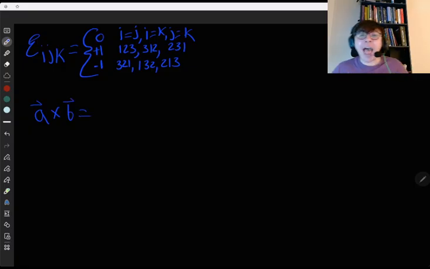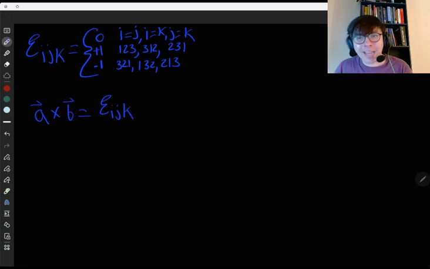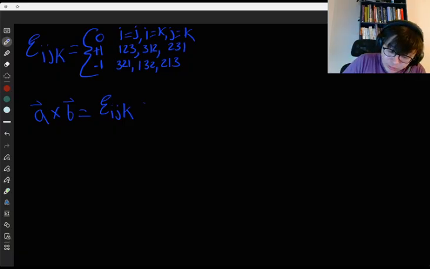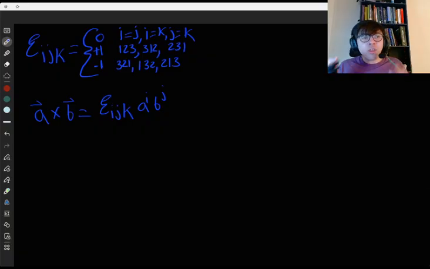So remember, I need to get a vector here. So there needs to be a direction in this one. So I'm going to write out, I just defined the symbol, I should be using it. And we're going to do what we did last time. A_i B_j, so the i and the j component of each vector. And now remember, the vector cross product needs to give me a vector.